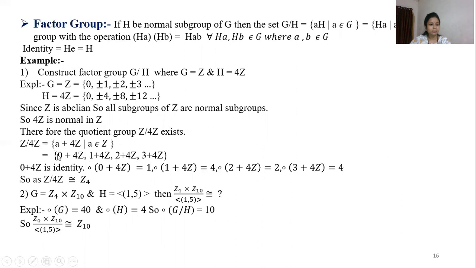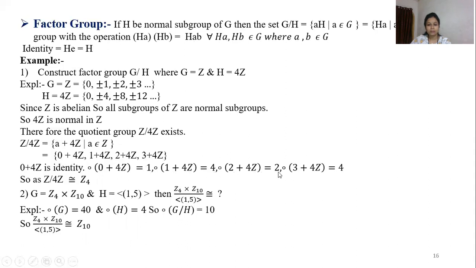Here, 0 + 4Z is the identity. As this is the identity, its order is 1. For 1 + 4Z, its order is 4. Why is its order 4? Because 1 + 4Z plus 1 + 4Z, what do we obtain? 1 + 1, that is 2 + 4Z. Again add 1 + 4Z to this 2 + 4Z: 2 + 1 is 3, so 3 + 4Z. Again add 1 + 4Z: 4 + 4Z, which is nothing but the identity, 0 + 4Z. Therefore, its order is 4.